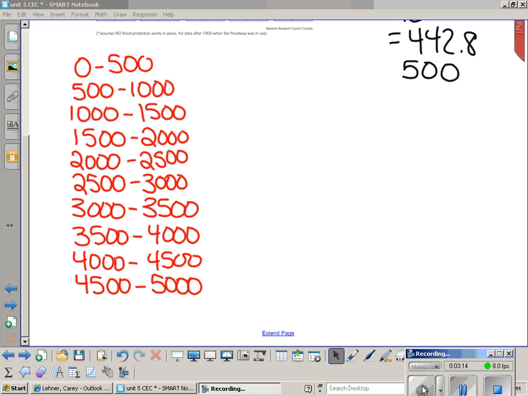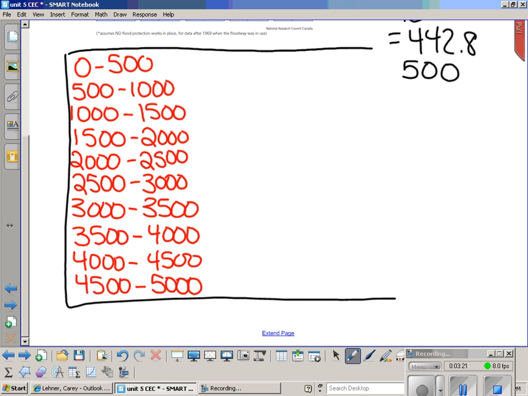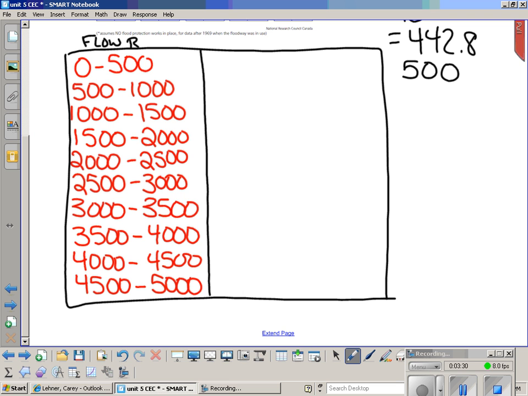So now what we're going to do is put this into a table. And this would be our first column. It's our flow rate. Now we're going to have a tally. We're going to find out how many of the flow rates fall in those intervals, and then we're going to find what our frequency is for each interval.